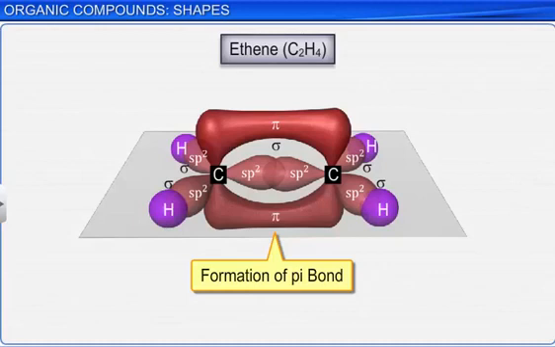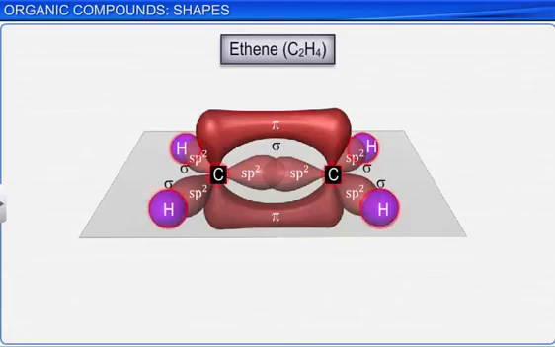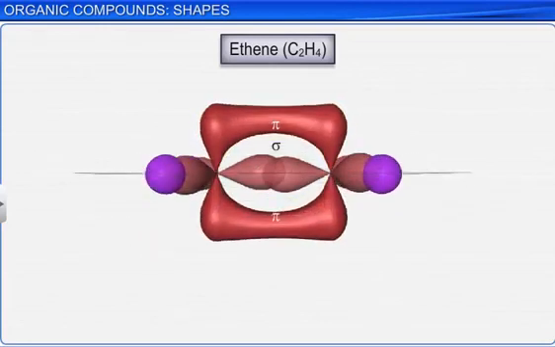Pi bond doesn't account for the shape of the molecule. All the 6 atoms forming the sigma bonds lie in one plane, and the pi bond lies perpendicular to the plane. Thus, the shape of the molecule is trigonal planar.